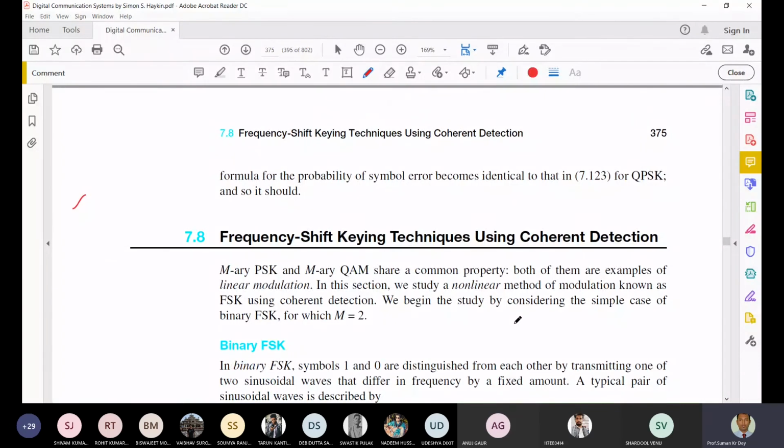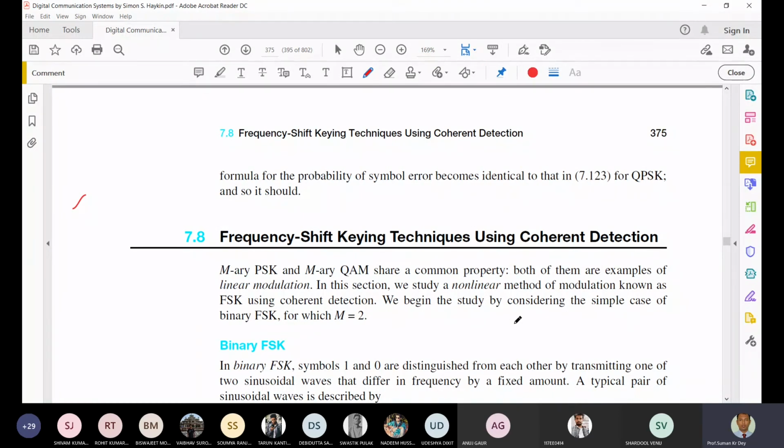So now we'll discuss the frequency shift keying technique. Basically, the topics we have discussed, M-ary PSK and M-ary QAM, both share a common property: they are linear modulation techniques. Now we'll discuss a non-linear method for modulation, which is known as FSK or frequency shift keying.